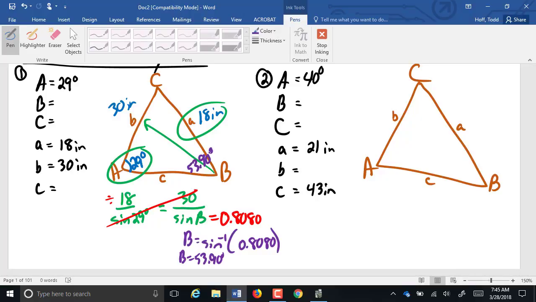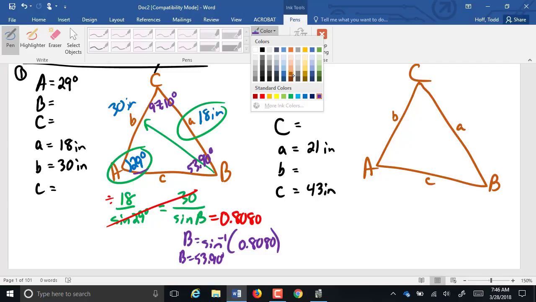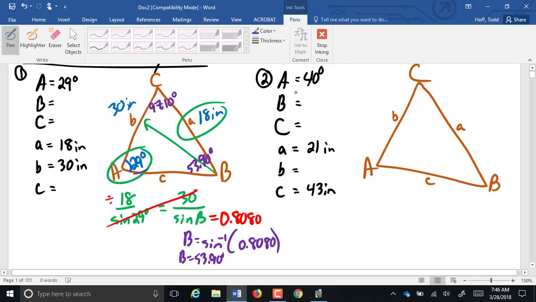That would give us then C of 97.1 degrees. How did we find that? Exactly, 180 minus those other two angles. Side C then could be found with the same process.